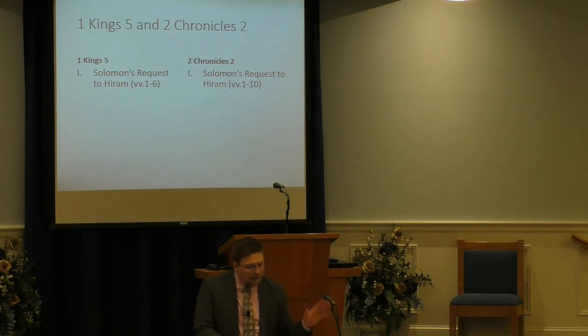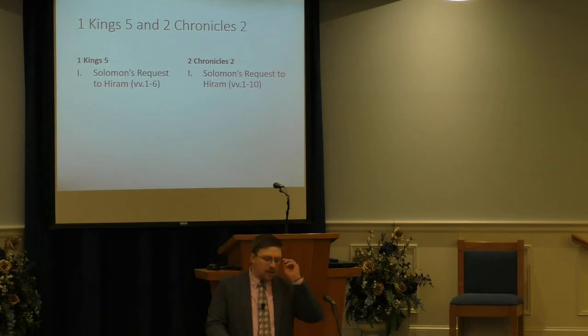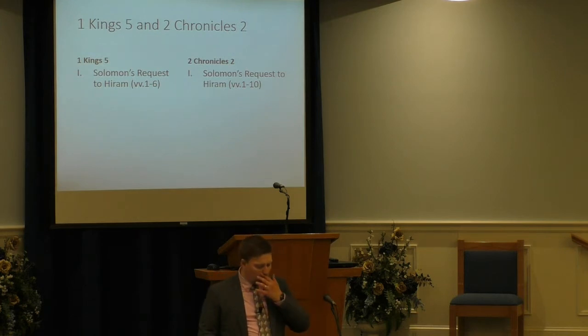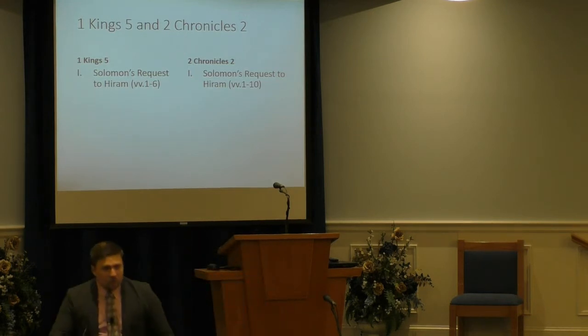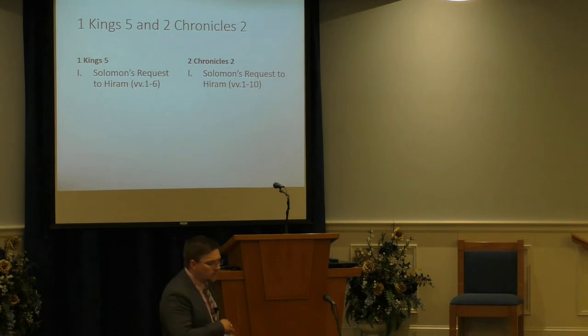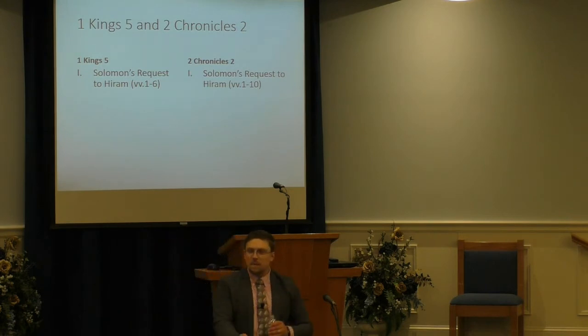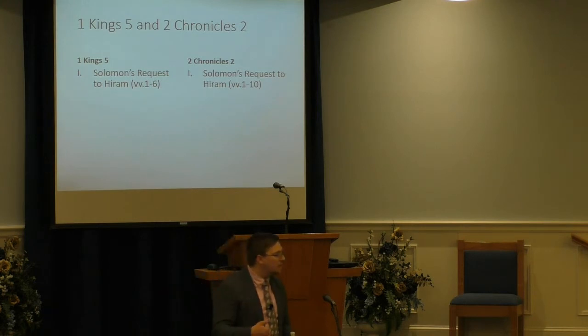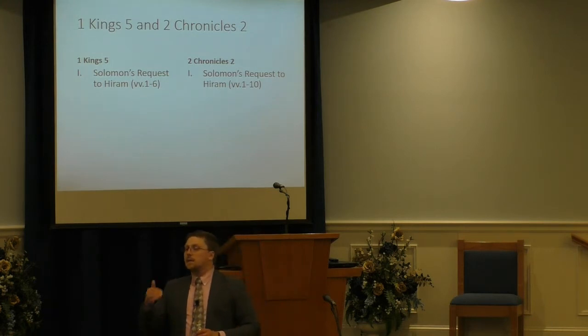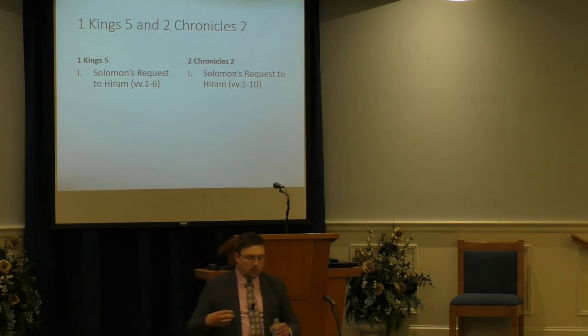"Now therefore command that they cut for me cedars from Lebanon, and my servants will be with your servants, and I will give you wages for your servants according to all that you say, for you know that there is no one among us who knows how to cut timber like the Sidonians." The cedars of Lebanon were some of the best wood around, and so Solomon says, we want some of those cedars of Lebanon for the building of the temple. Our men don't know how to cut it like the Sidonians do, so give us some people to help us in the cutting down of these trees.